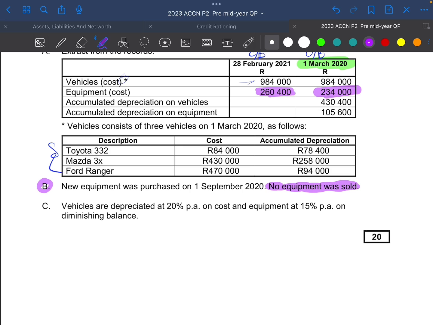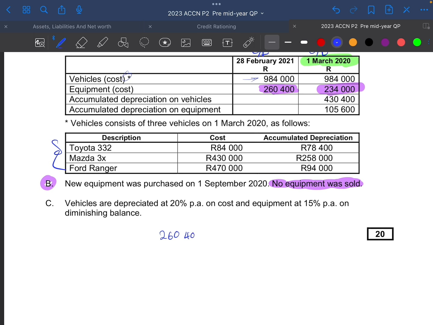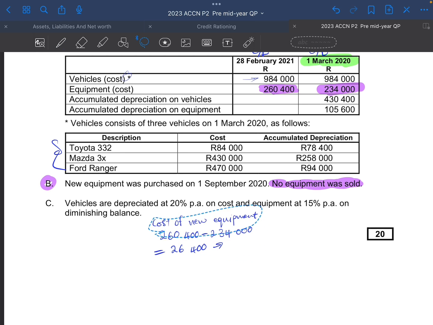Okay, so how do we do this? To find the cost price of the new equipment, we say 260,400 minus 234,400. Just to see what that gives us, just quickly tap into the calculator. So that is 26,400. So this is the cost of new equipment. It's really important to write what amount I'm calculating, so it is much better to put it here on top to show what the calculation is for. Okay, that's the cost of new equipment.